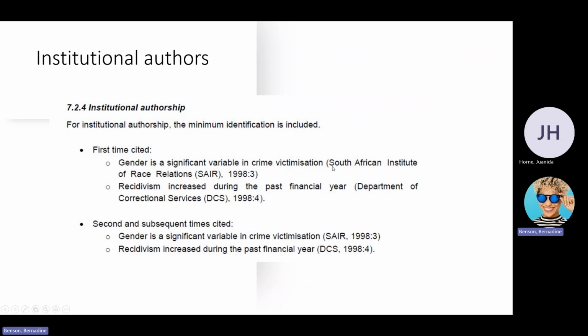So what you would do is, the first time you mention it, you would have South African Institute of Race Relations, and in the same bracket you would have the abbreviation, comma, space, date, colon, page, and then a close bracket. I see that there's a full stop missing there. But when you refer to it again, then you can do SAIR. But what I would recommend to my students is you would have South African Institute of Race Relations, 1998, SAIR, 1998, so that you can cross-reference in your reference list.